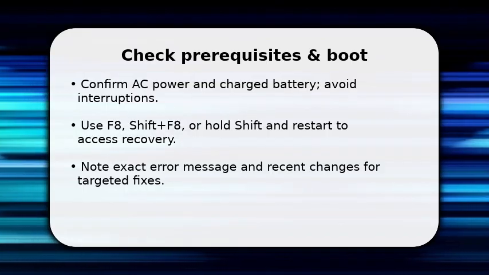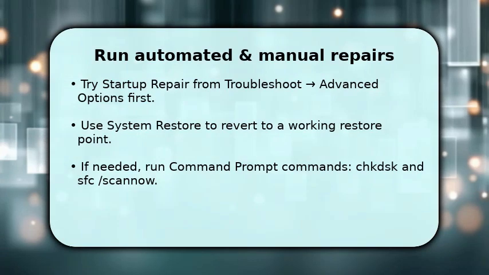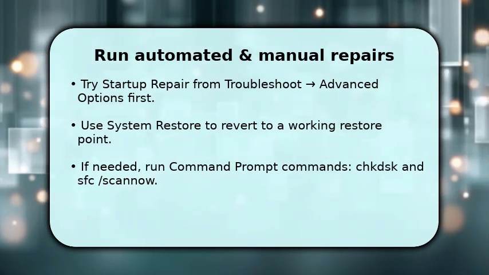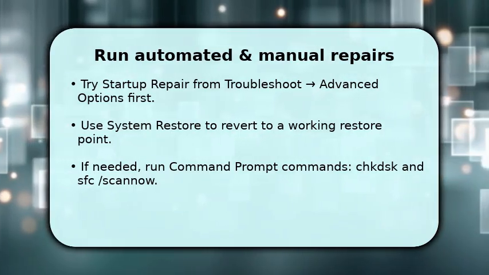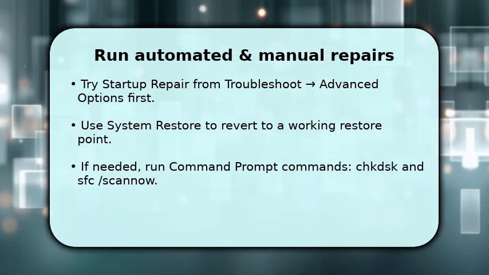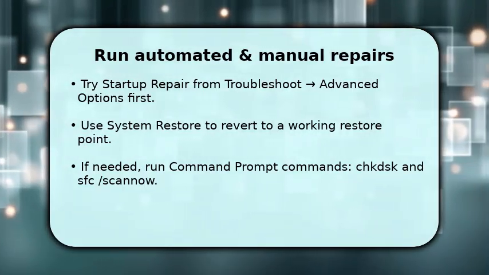Make sure to choose Troubleshoot first, so you can access advanced tools without any USB. Once in Advanced Options, run Startup Repair. It automatically fixes common boot files and configuration errors. If that fails, use System Restore to roll back to a stable point. This undoes recent problematic changes without erasing personal files.